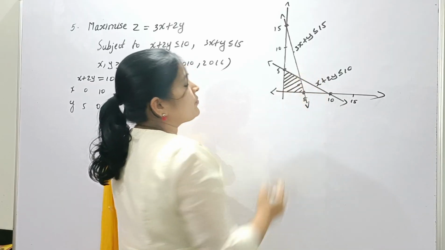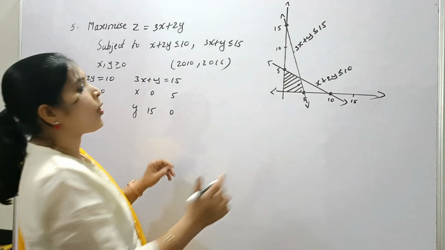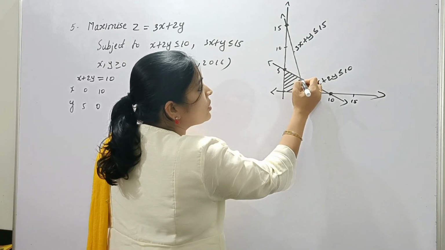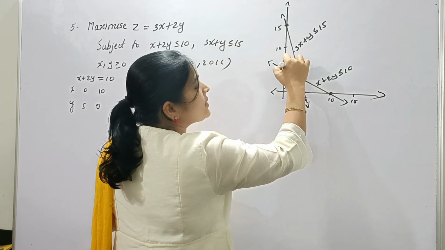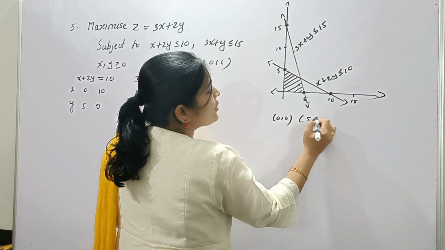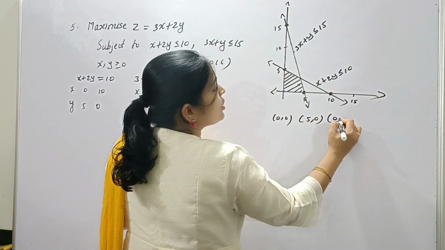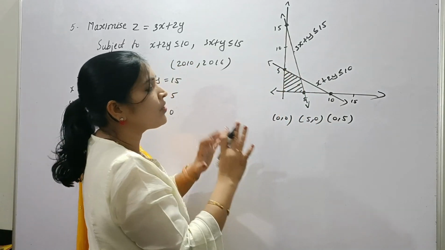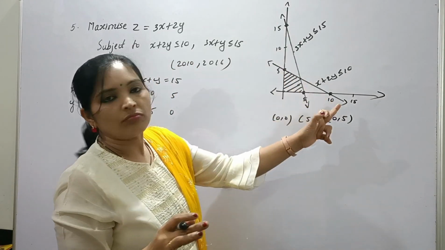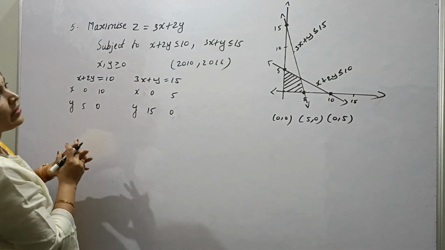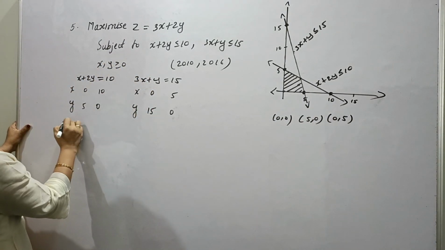And this feasible region contains the points, this origin (0, 0), the point (5, 0), this intersection point and (0, 5), right? We have to find this intersection point. It is the point of intersection of these two lines. So by solving these equations, we will get the values of x and y.